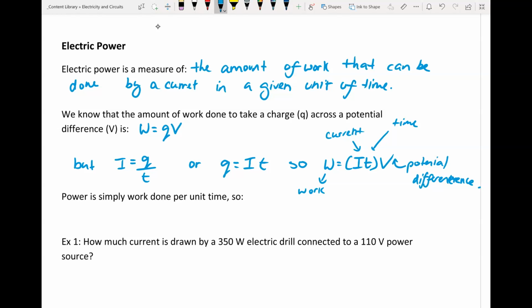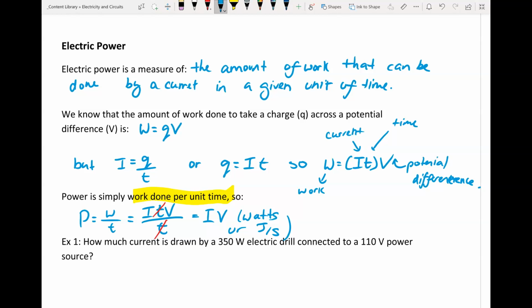And power is simply work done per unit of time. So for our formula, we're going to use power is work over time. But we can exchange that W for work as the one that we just figured out before, which is the current times time times potential difference. And you can see that I can cancel out the T from top and bottom, and then we're just left with I times V. Your units here are going to be in watts or joules per second.